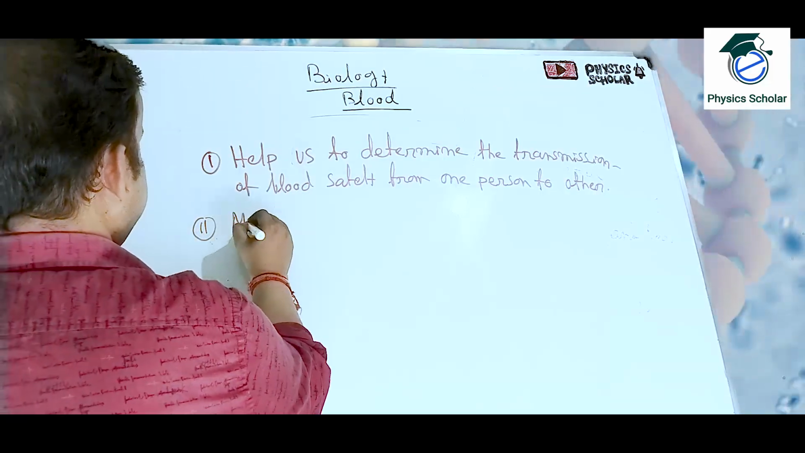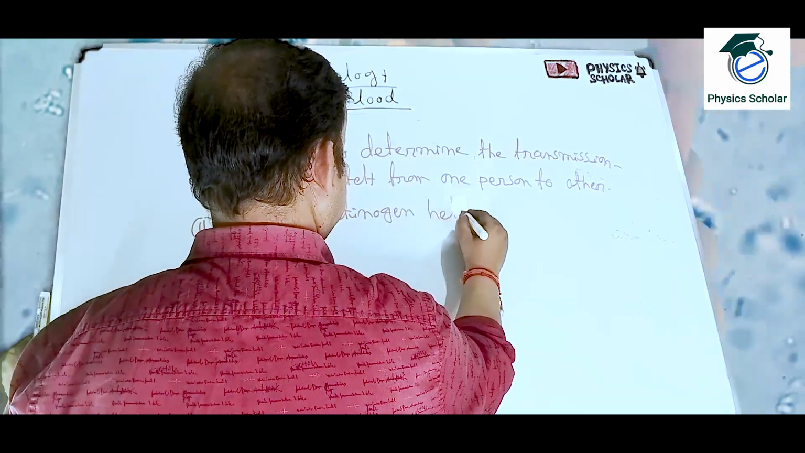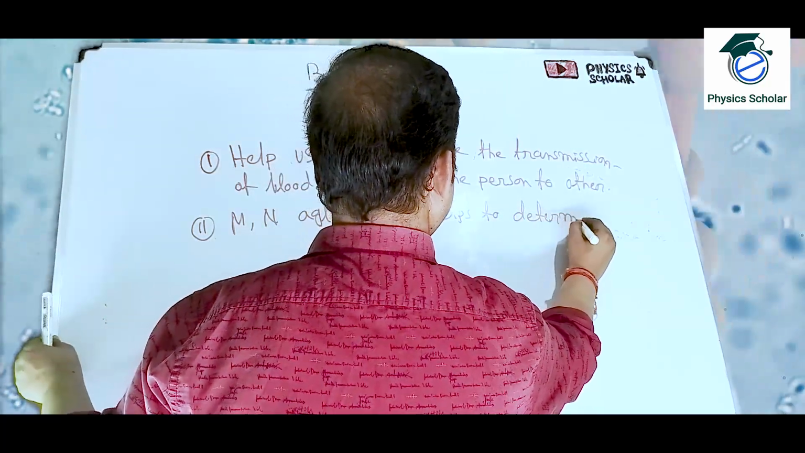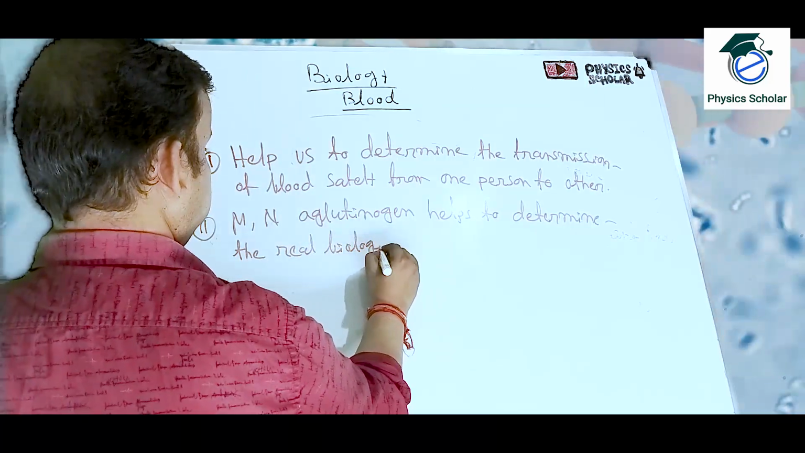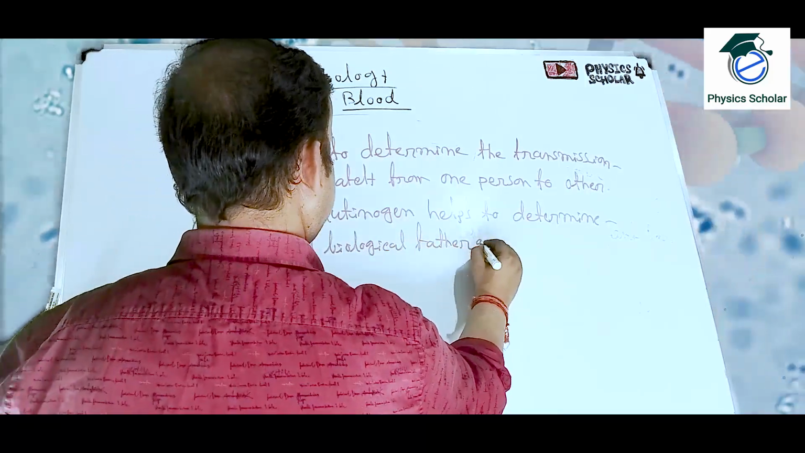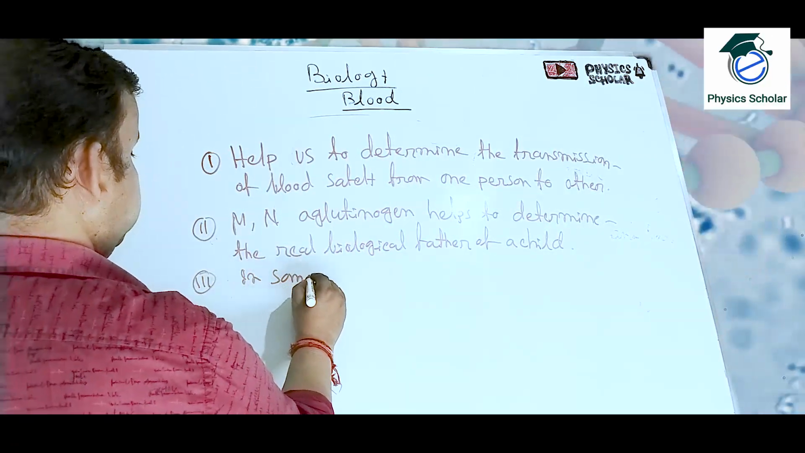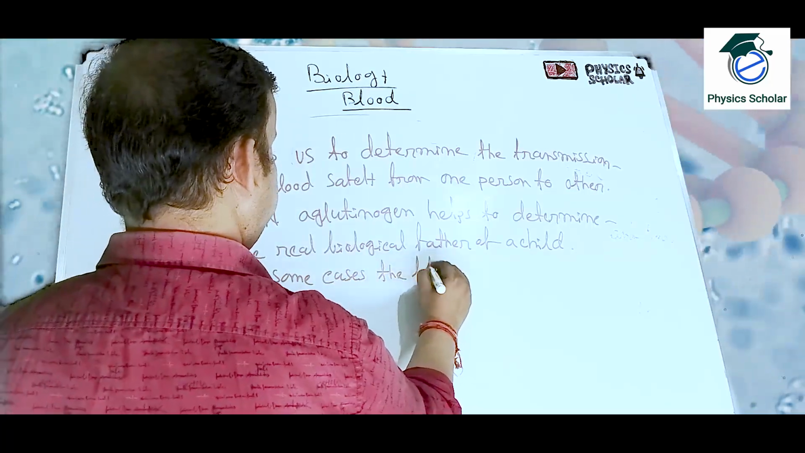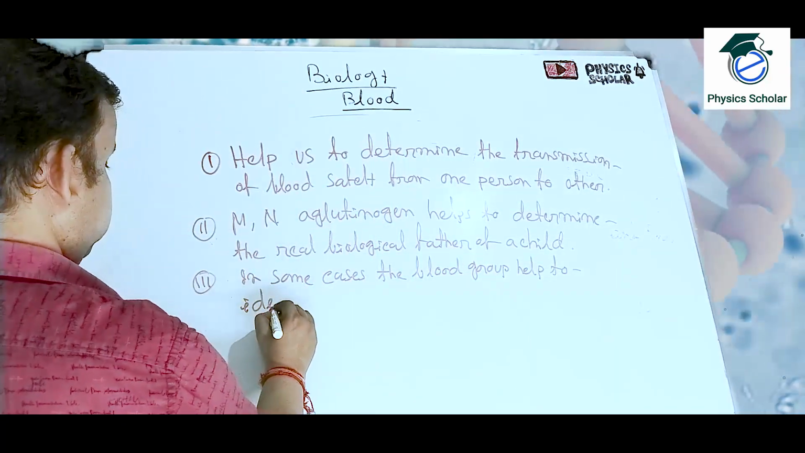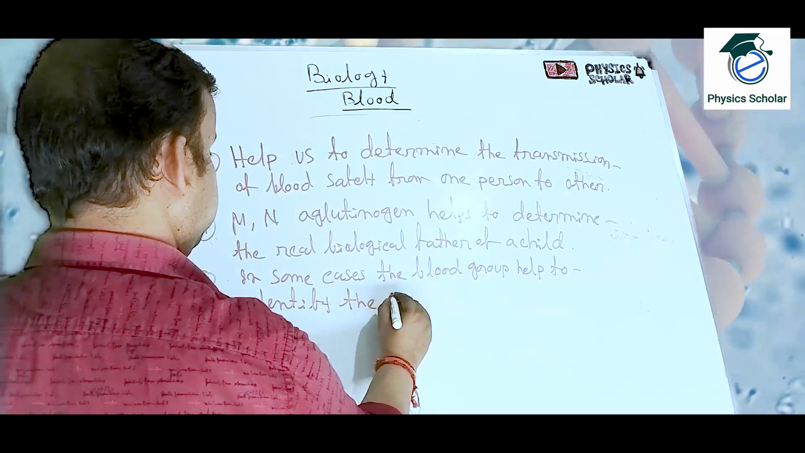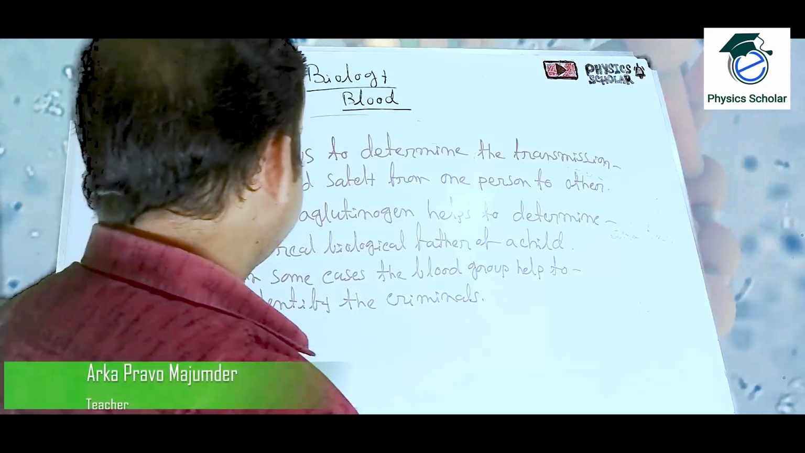Clear? Now M and N agglutinogen helps to determine the real biological father of a child. Okay. So in some cases the blood group helps to identify the criminals. Okay. So these are basically the advantages of blood grouping.